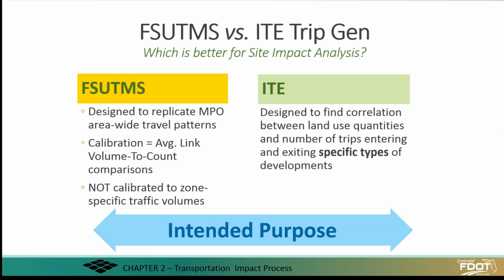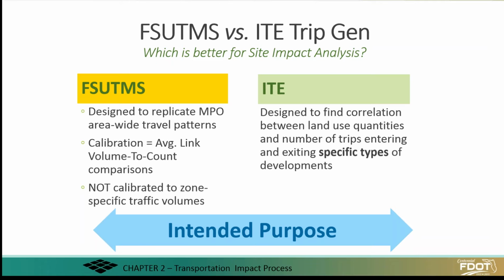versus ITE. FSU-TMS models are regional travel demand models, typically developed for the benefit of an MPO, a Metropolitan Planning Organization, for the purpose of conducting region-wide travel and replicating regional patterns to allow for long-range regional transportation planning. The calibration of the model is set to average conditions over link volume to count, large districts to districts, to make sure that the overall pattern of behavior adequately represents what is happening in that region.